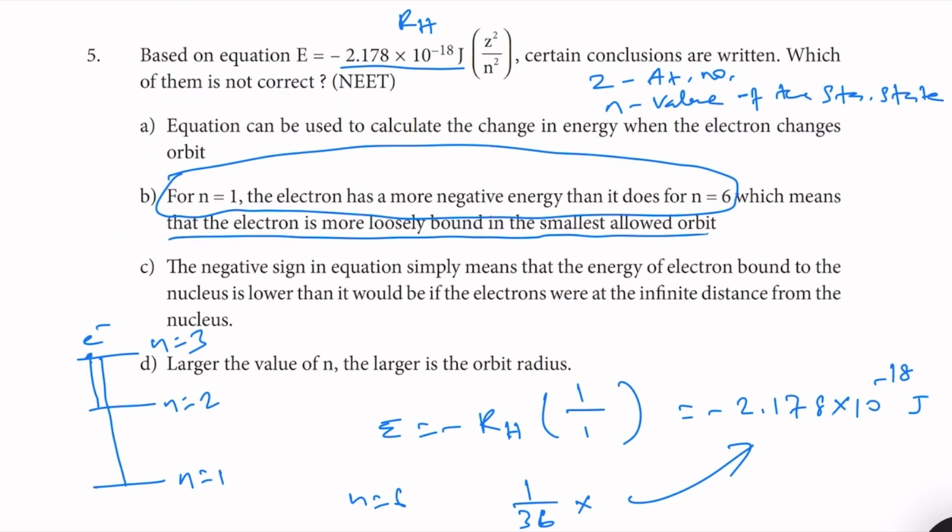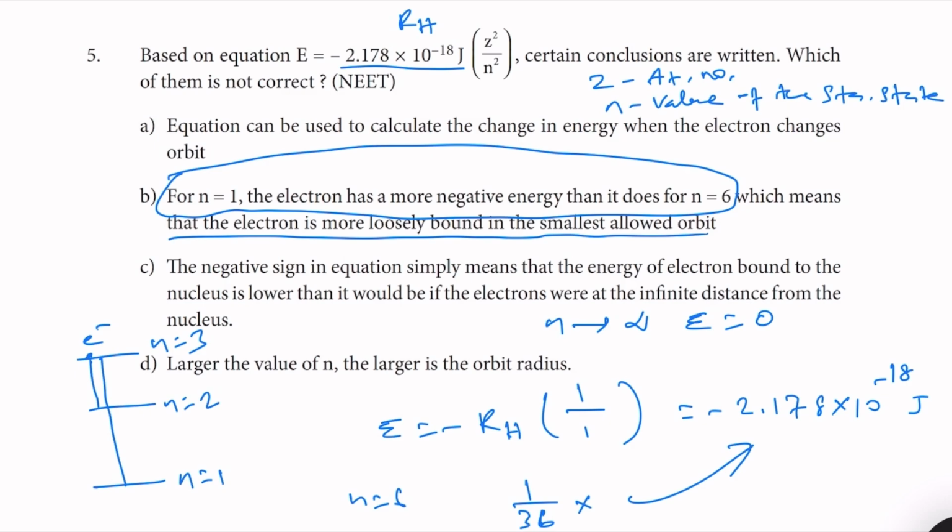In option C, we have the negative sign in the equation simply means that the energy of the electron bound to the nucleus is lower than it would be if the electron were at infinite distance from the nucleus. This is correct, because when N goes to infinity, energy will be equal to 0. So, therefore, this is a correct statement.